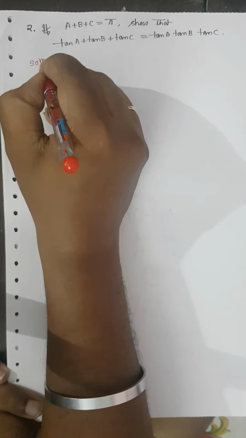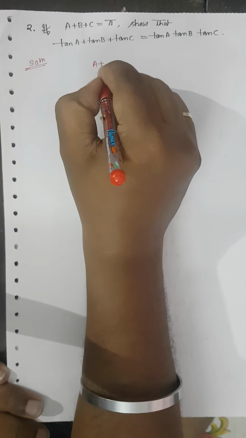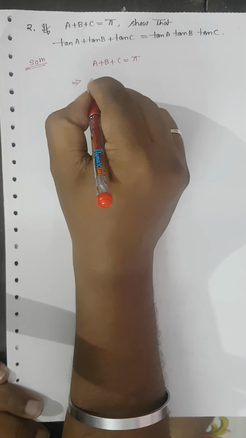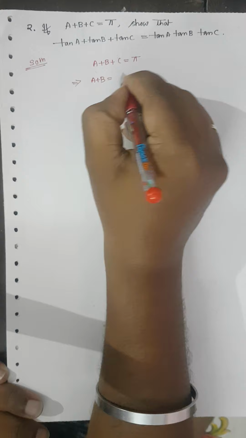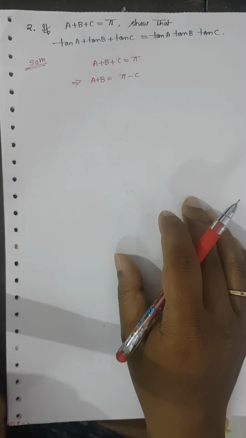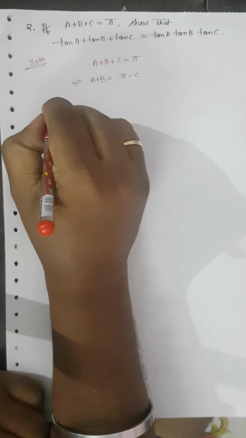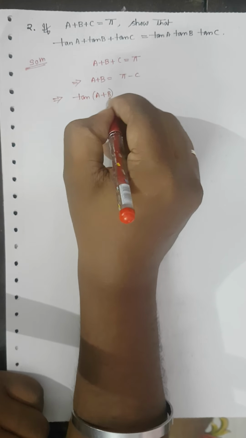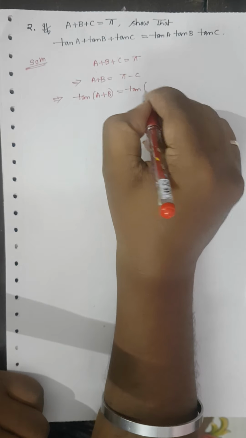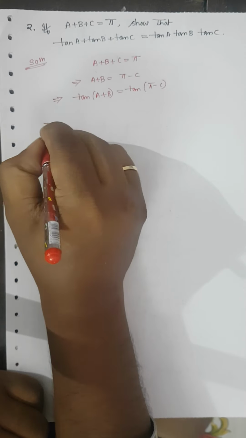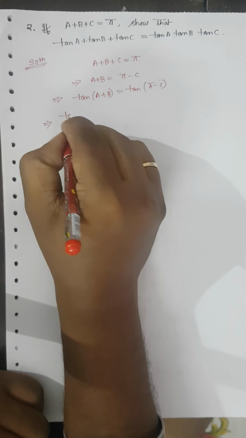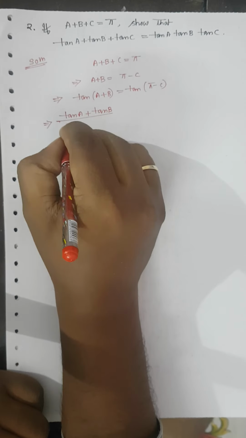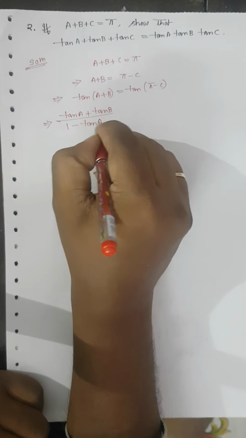Solution: you are given that A plus B plus C is equal to pi. Now if I write A plus B is equal to pi minus C, it is true. Take tan on both sides. Taking tan on both sides, tan of A plus B is equal to tan of pi minus C. Now the formula of tan of A plus B is equal to tan A plus tan B divided by 1 minus tan A into tan B.